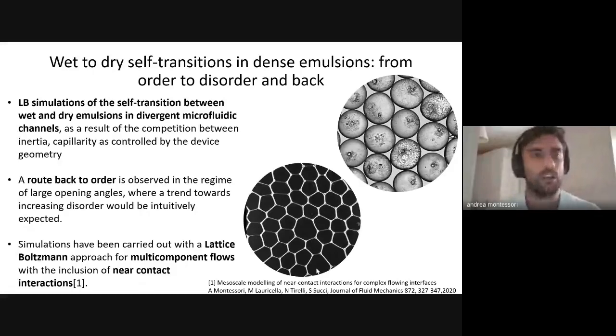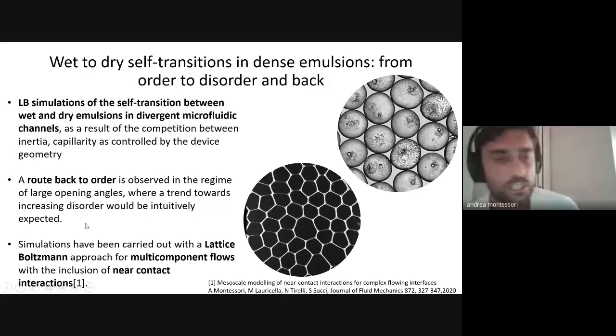Thank you so much for this presentation. In this talk, I will show you some lattice Boltzmann simulations of the self-transition between wet and dry emulsion in a divergent microfluidic channel. I will also report on a route back to order, which is observed in the regime of large opening angles of these microfluidic channels, whereas a more natural trend toward increasing disorder, from regular hexagonal droplet structures to disordered emulsion-like and foam-like structures, is to be expected.